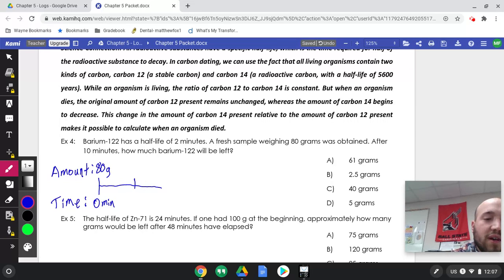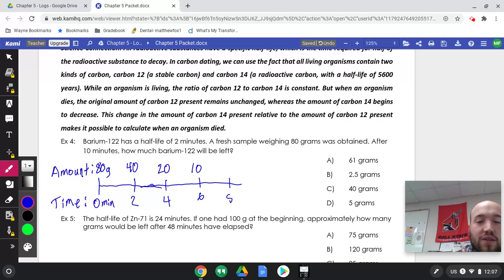Now over time, after 2 minutes, that's one half-life, so half of 80, we would only be left with 40 grams. Okay, after another 2 minutes, so 4 minutes total, another half-life has passed, so half of 40 would be down to 20 grams. Half of 20 after 6 minutes will be down to 10 grams. And then after 8 minutes, we'll be down to 5 grams.